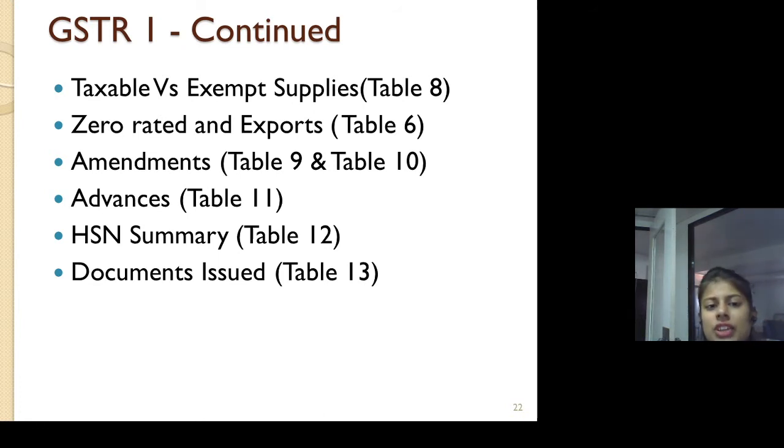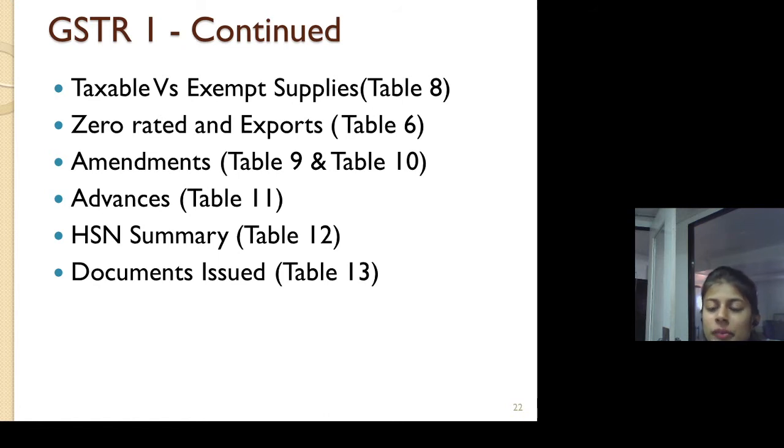After this, amendments, if you have to make any, are to be made in tables 9 and 10. Amendments are for bills you had previously uploaded which are now changed due to an error in filing a return or any other reason. If you want to amend that, you can take it in table 9 and table 10 of GSTR 1. If you are showing some advances, or are supposed to adjust some advances which were made in previous returns, then that has to be done in table 11. HSN summary is to be uploaded in table 12.